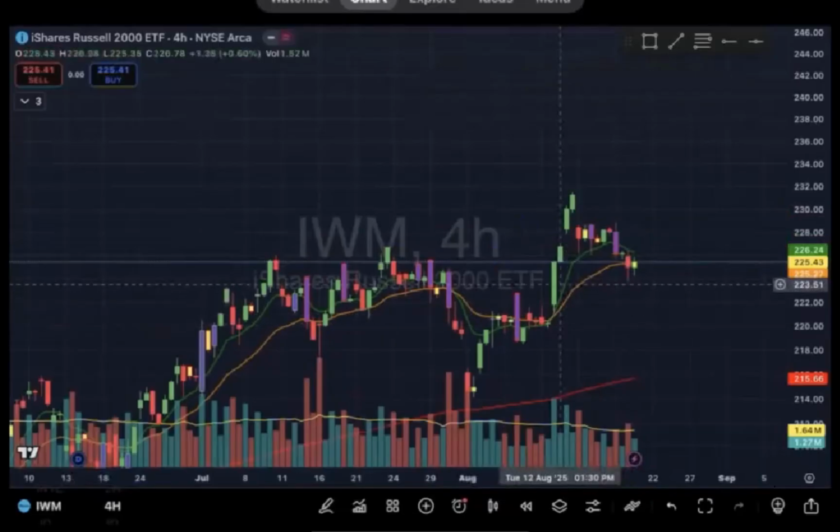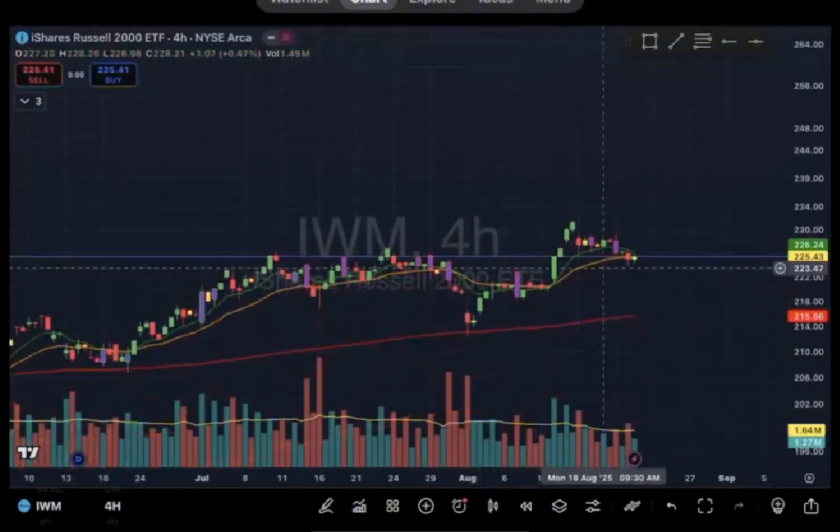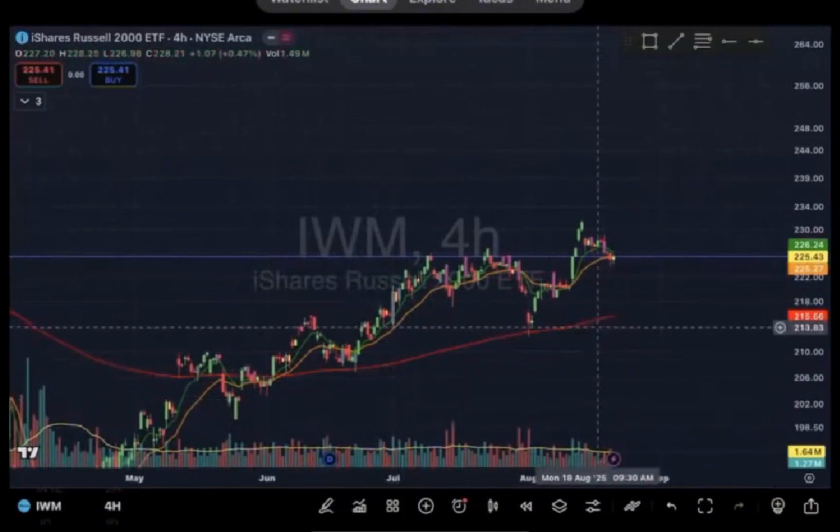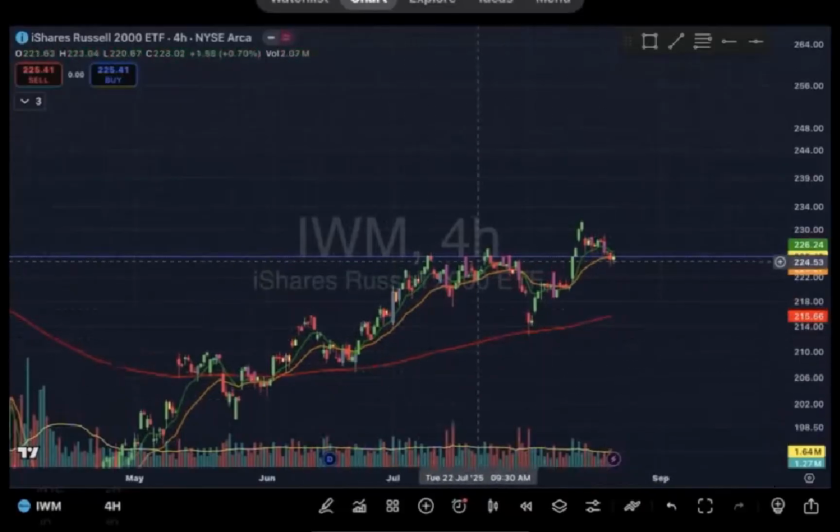So yeah, it looks like it's going up, right? It's up. Yeah, you feel like this can go up now. We're above the 200 EMA. Yeah, we're above the 200 EMA.